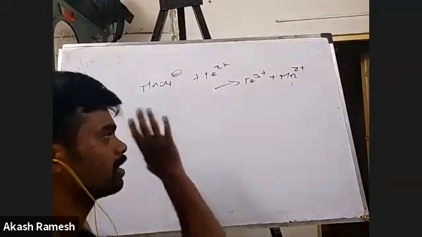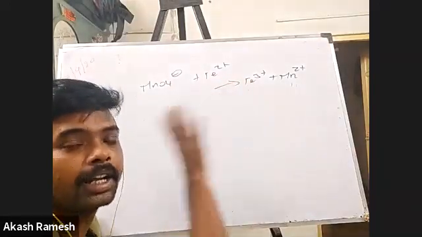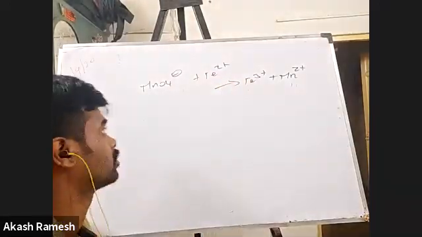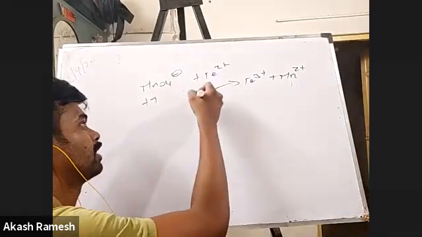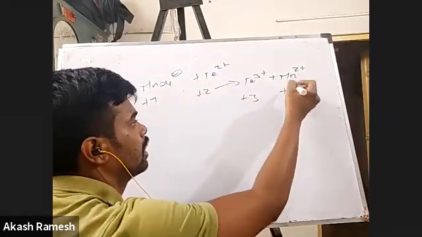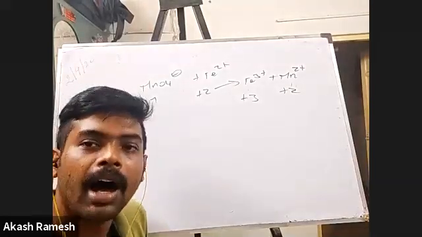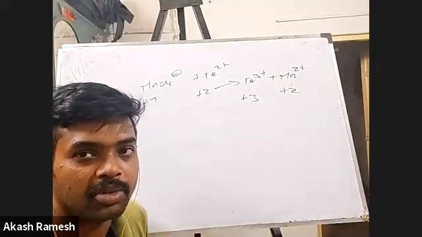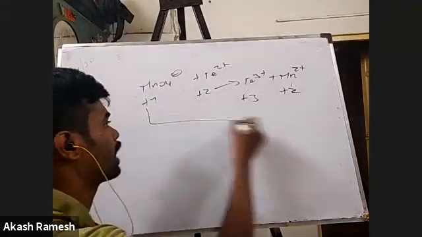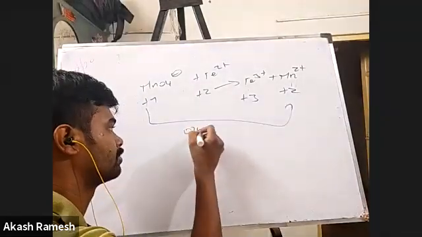Very simple, there is nothing changing. Again, the first step is writing the skeletal equation, and then write down the oxidation numbers. The oxidation numbers I know are +7, +2, +3, and +2. Again, same thing: identify which is getting oxidized and which is getting reduced.